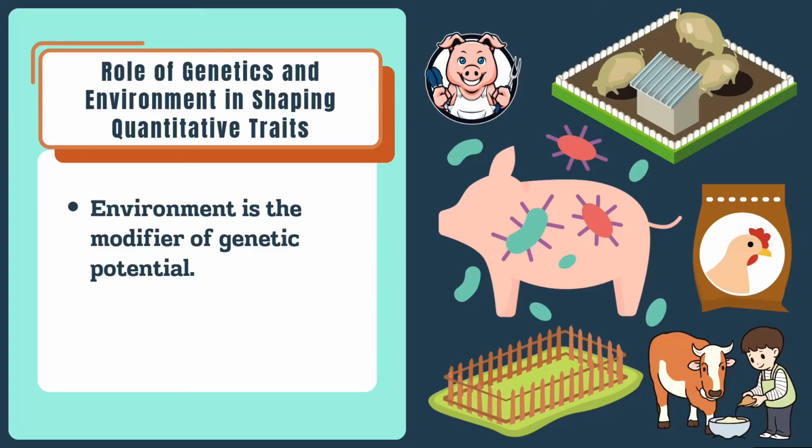Another is in the case of health management. If the animal is battling diseases or has parasitic infections, of course, it will not perform to its genetic potential since its energy is now diverted to fighting off the disease or the illness. So the bottom line is genetics plus environment. All these together shape quantitative traits, the expression of the phenotypes for quantitative traits.